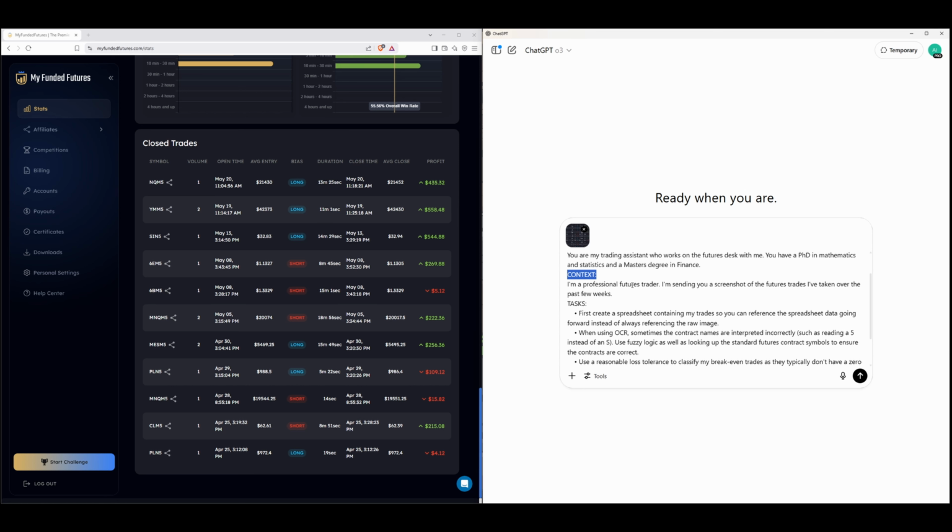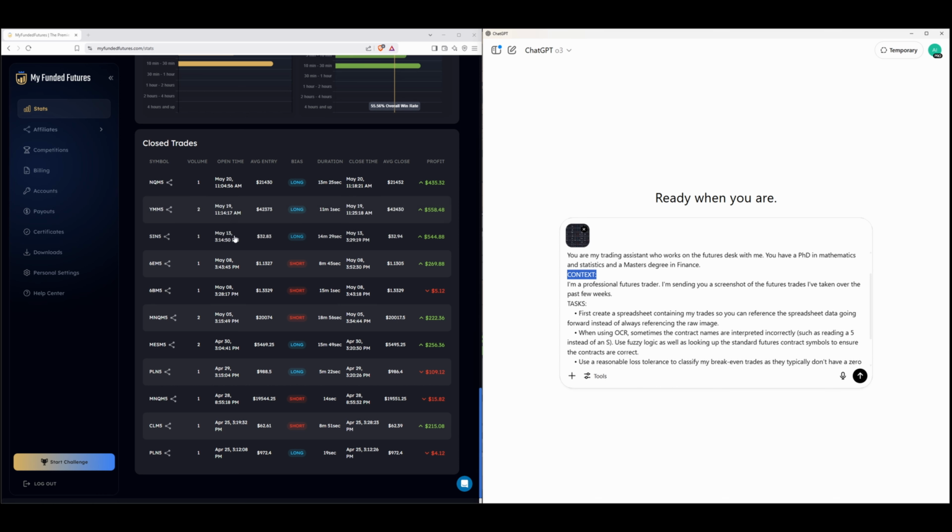I'm a professional futures trader. I'm sending you a screenshot of the futures trades I've taken over the past few weeks. This is about a month's worth. You see, I didn't take many trades. I took loads of breaks. This is not my main account. I mainly trade my personal accounts, but I thought I would do a funded video for my mentorship students.